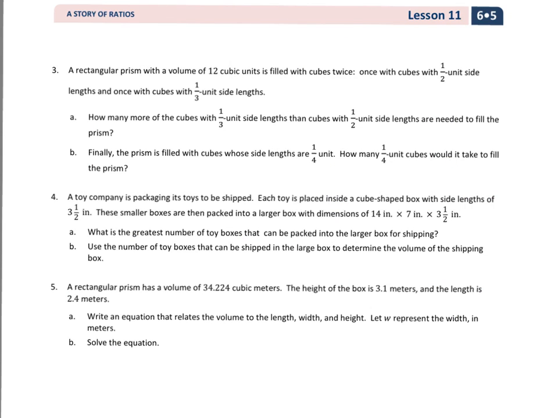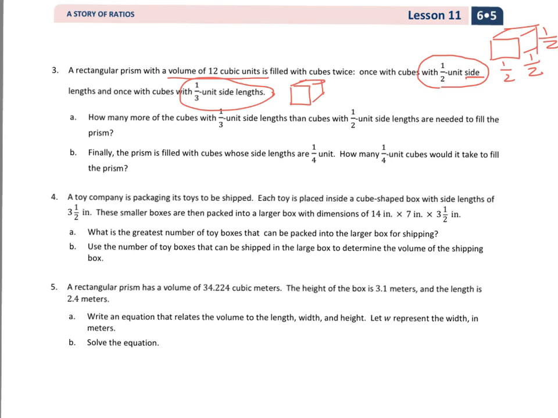Okay, so on this page, the first thing that I want to do is take a look at 3. And we see that we have a rectangular prism with a volume of 12 cubic units filled with cubes twice. So the first one is cubes with a half unit side, and one with a third unit side. So that's not their volumes, that's the measurements. So what that means is, I'll try my best here to draw this. This is a half, this is a half, and this is a half. So that's what it's telling me, and the same thing can be said for this one, except now we're talking about thirds.